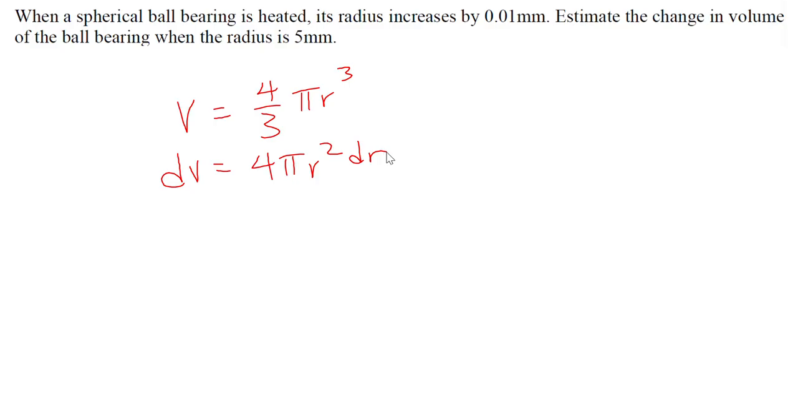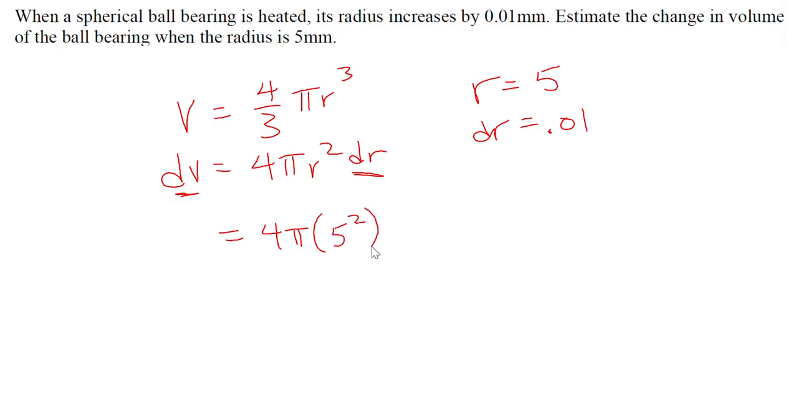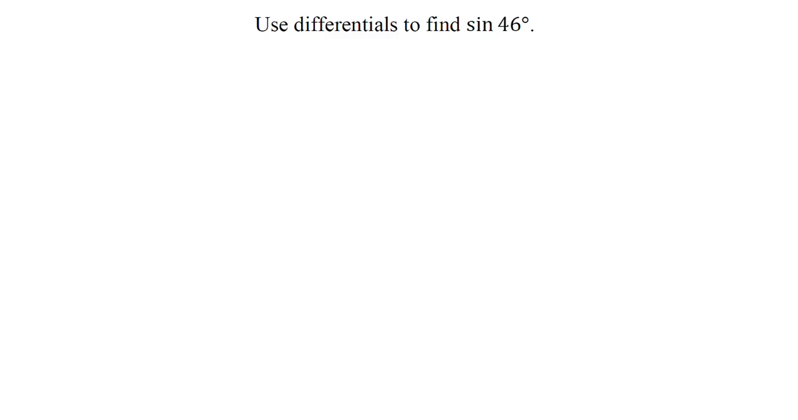In other words, the very small change in the volume, dV, is equal to the derivative of the volume equation, right? Its instantaneous rate of change times the change in the radius. So r is going to be 5, where dr is going to be 0.01. And then we'll just plug it in. We get 4 pi times 5 squared times 0.01. Well, 4 times 25 is 100, times 0.01 is just 1. So we're just left with pi millimeters cubed.